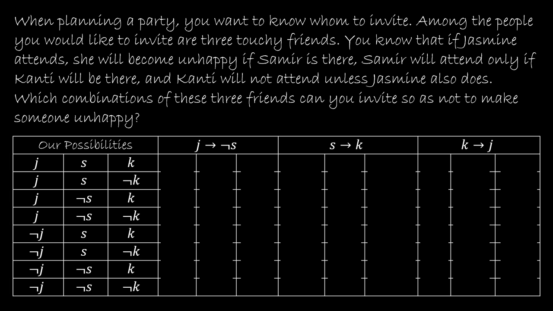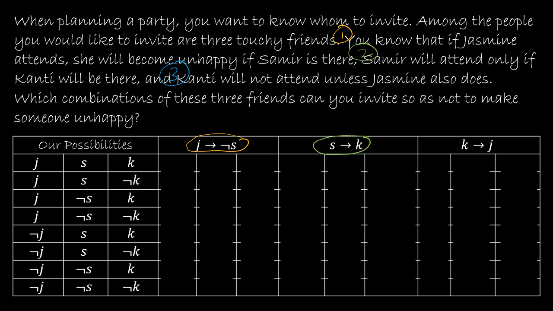This one says, if Jasmine attends, she will become unhappy if Samir is there. I translated that to be, if Jasmine is there, then that implies Samir was not there. The second one was, Samir will only attend if Kianti will be there. So I'm saying Samir implies that Kianti was there. And then, of course, let's pick a different color. Blue, we say Kianti will not attend unless Jasmine also does. So Kianti implies that Jasmine was there.